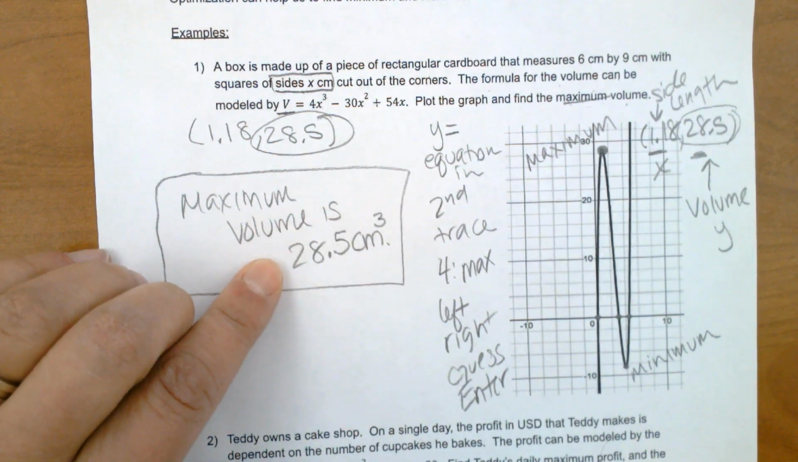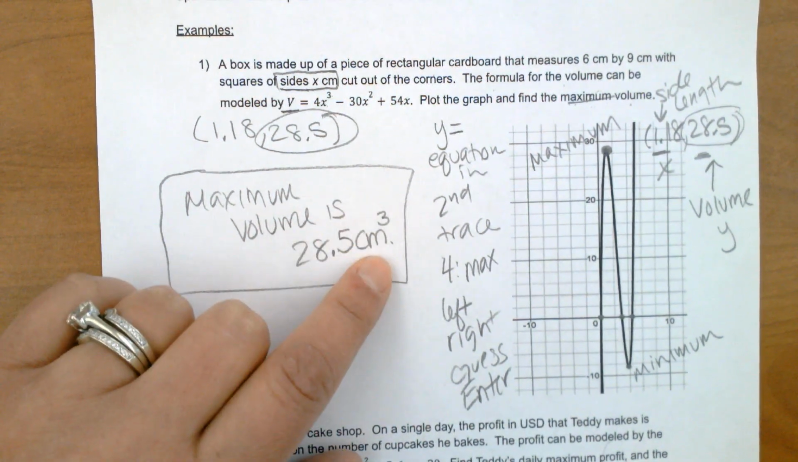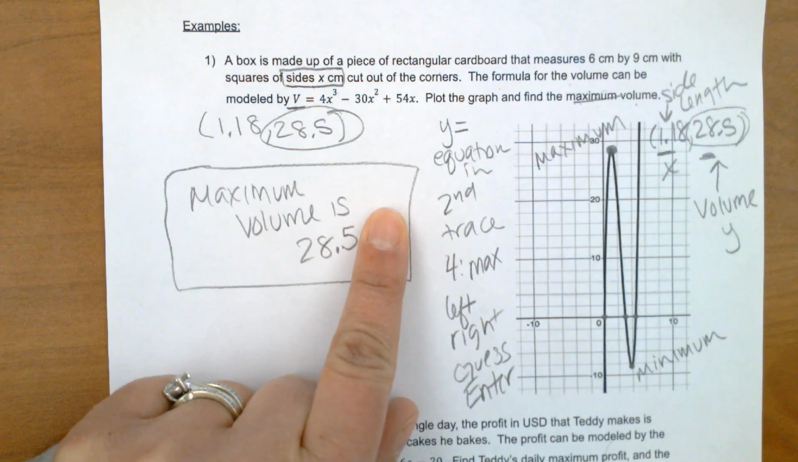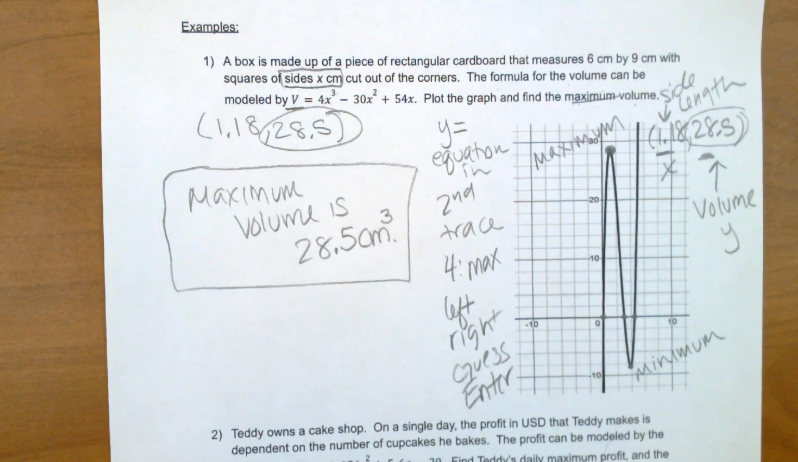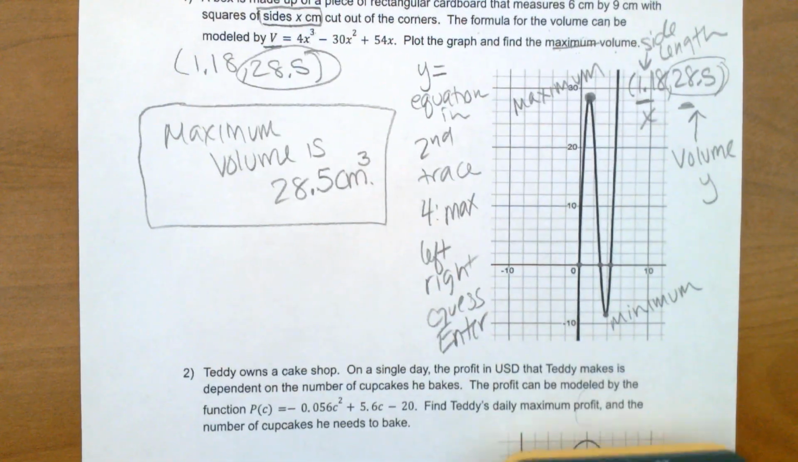And this is how you would write the problem. Please be careful, because if you don't say centimeters cubed, if you just said 28.5, you will get points taken off. You do have to know that volume is in centimeters cubed. Okay, let's go to the second one.